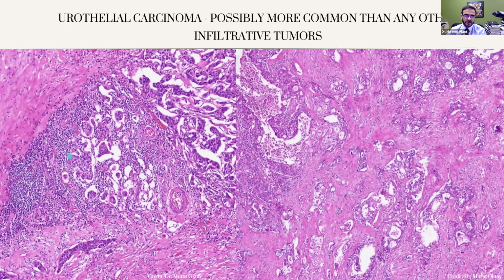Another interesting fact about urothelial carcinoma is they tend to colonize the ducts first. And I believe some of these pockets of tumors are actually colonization of the renal ducts. So they can look infiltrative by just colonizing the ducts.